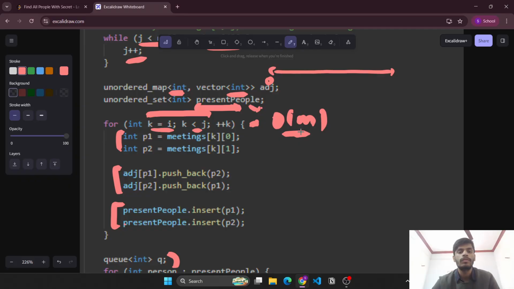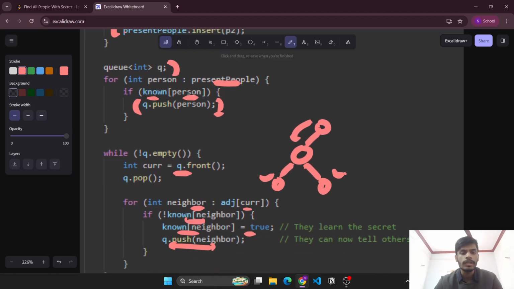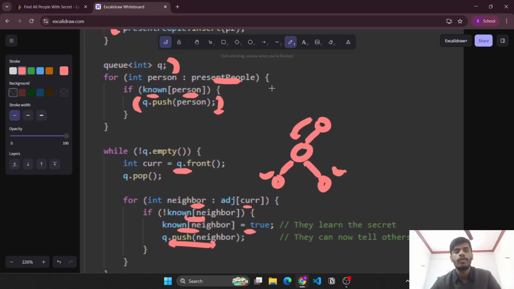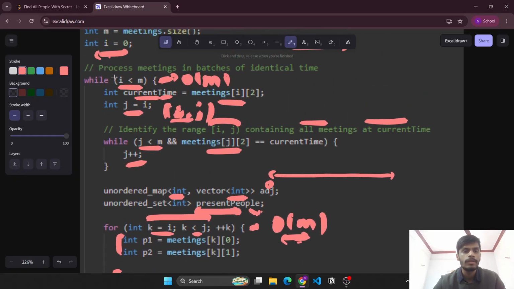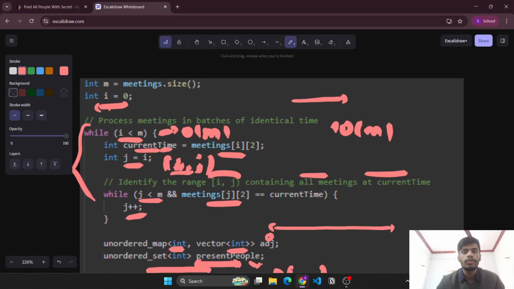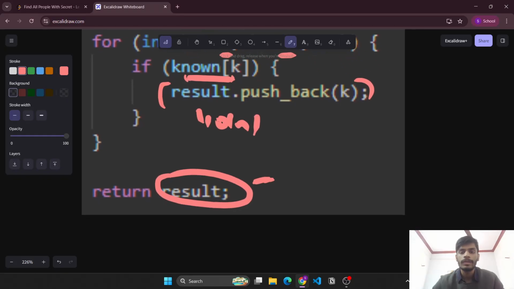Hence overall this will work in big O of m, and again this BFS also, in an overall fashion, will be traversing all the edges, which means it will traverse all the meetings. So again overall this will be big O of m. Hence this entire processing is simply big O of m, the sorting part took big O of m log m, and this took big O of n. So the overall complexity is simply big O of n plus m log m.